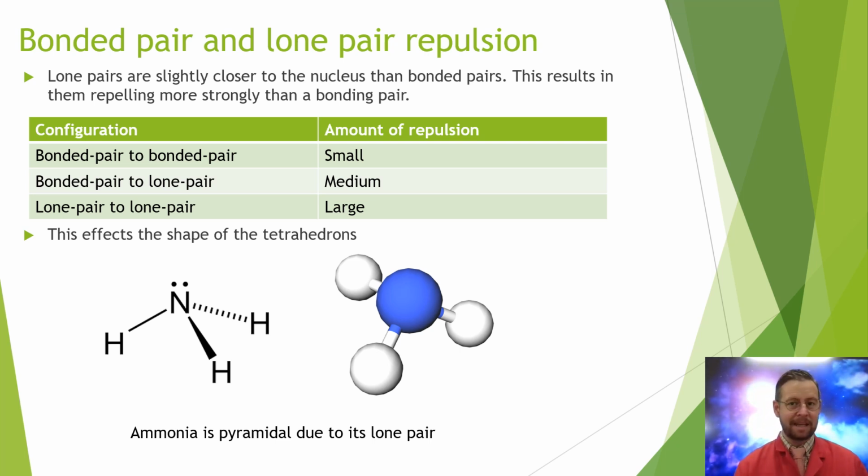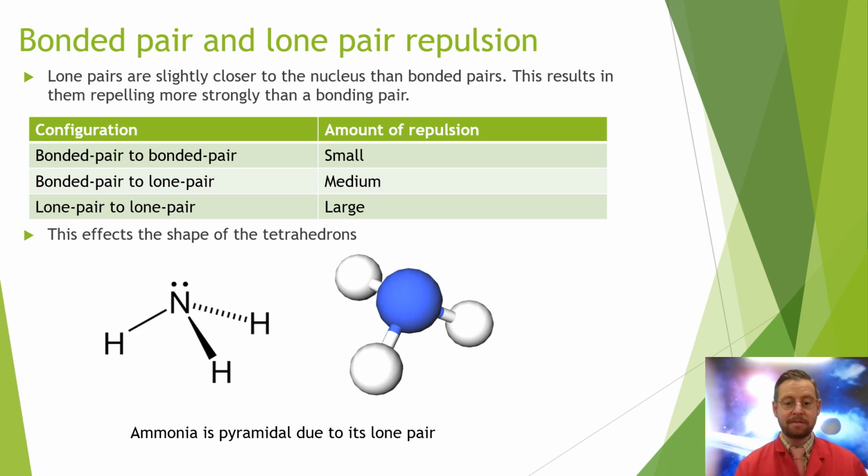Now, this means that the forces of repulsion are greatest from lone pairs, less so between lone pairs and bonded pairs, and then the smallest between bonded pairs and bonded pairs, all because of the proximity to each other as a consequence of how close they are to the nucleus of the atom.